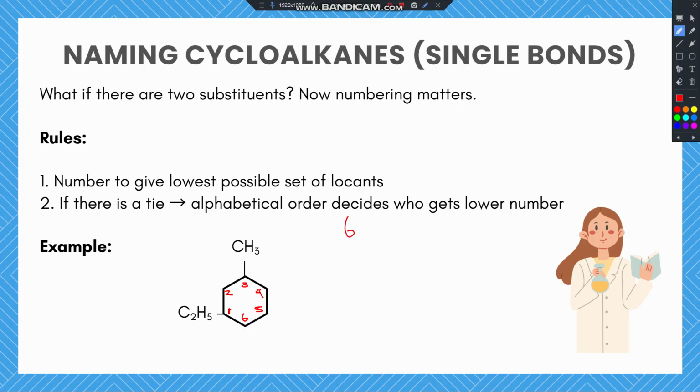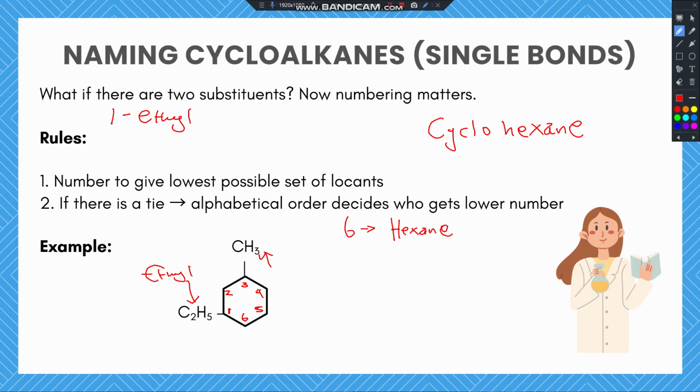We have 6 carbon atoms, which tells us that the parent name is going to be hexane. Now, since it's a cyclic compound, remember we'll add the prefix cyclo, giving cyclohexane. Now, how about the branches? Let's begin to name the branches. On carbon number 1, we have ethyl. So in order to name that, we put 1-ethyl, and then on carbon number 3, we have methyl.